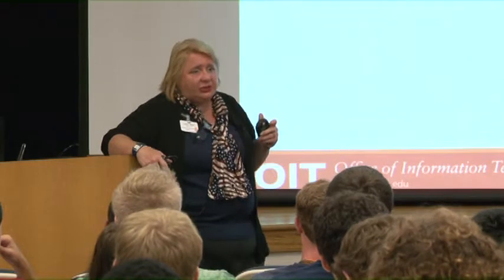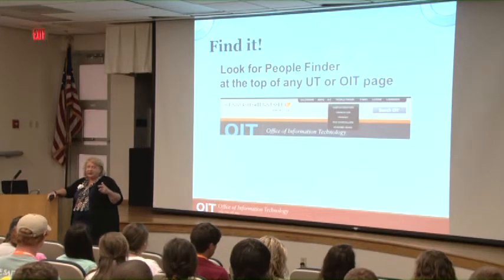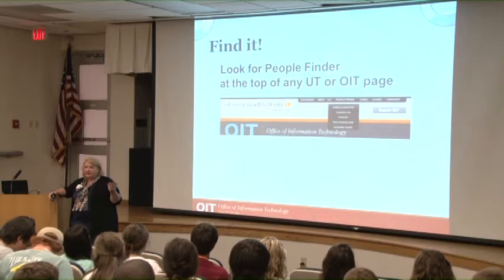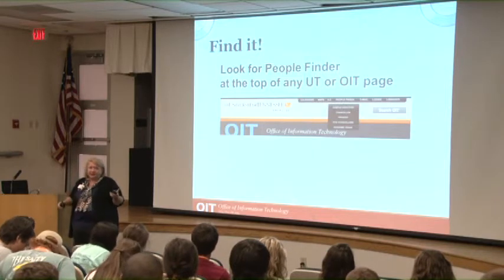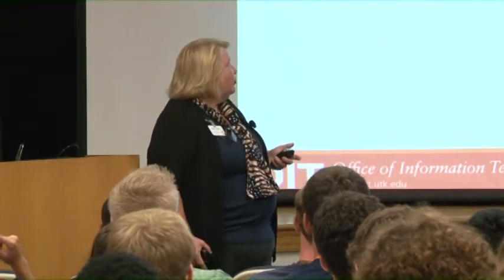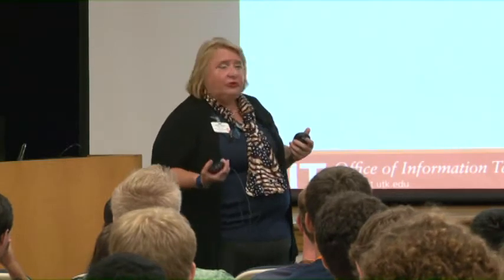A nice way to look up people, if you know somebody's at UT and you don't know how to contact them. This is an online phone book. It could be faculty, staff, or students. It gives the phone number, it gives name, and it gives email address. So if you're trying to get in touch with a professor or a student in a study group, you can look that up from any of the OIT pages. There's a people finder, and you can access the campus directory quickly and easily from there.